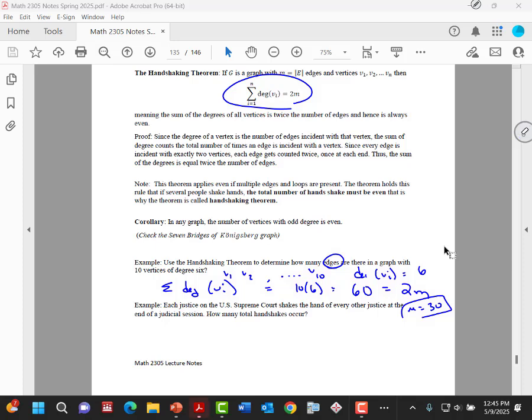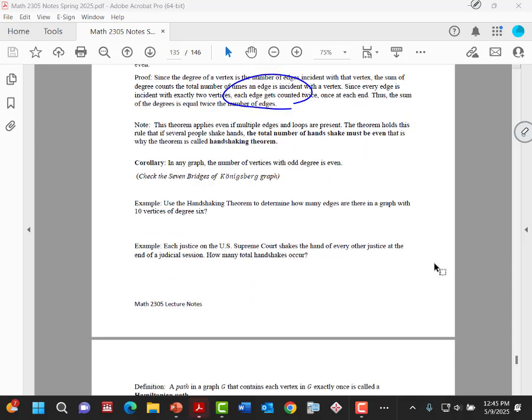Okay, let's do one more. So each justice on the Supreme Court shakes the hand of every other justice at the end of a judicial session. How many total handshakes occur? Now, I guess I would say that this question is slightly loaded or biased. We first have to know how many justices are on the Supreme Court. So we'll just say, note, there are 9 justices on the court. Okay? At the end of the session, everybody shakes everybody else's hand.